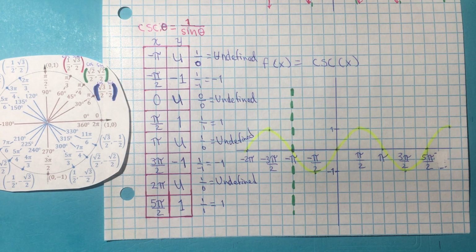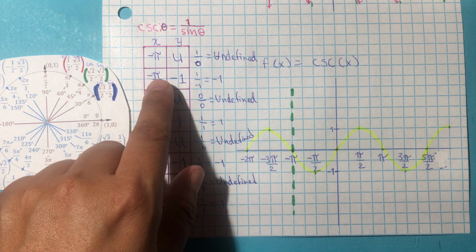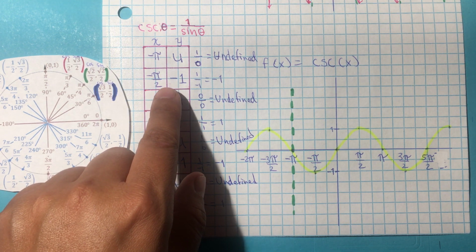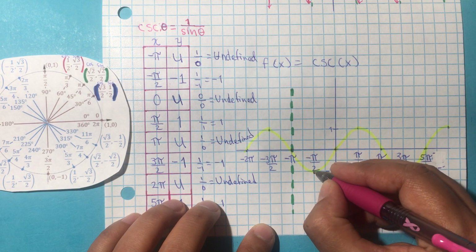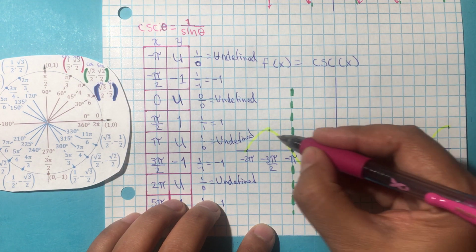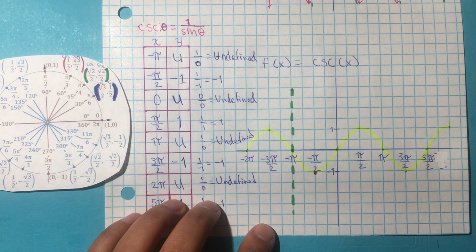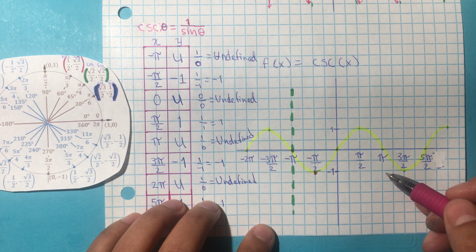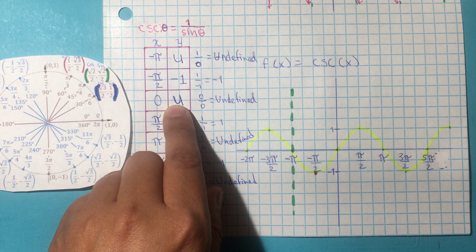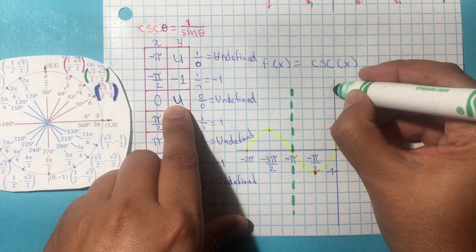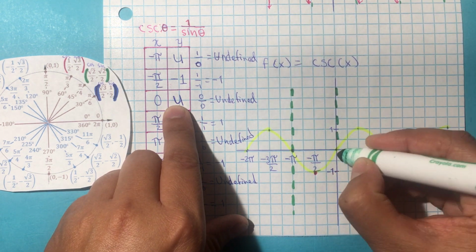Okay, and for the next one, you have -pi over 2, it's -1, right here. Again, we're going to get the highest and lowest points, but you just go away from the x-axis when you're graphing. Okay, 0, you get U. That's another asymptote.